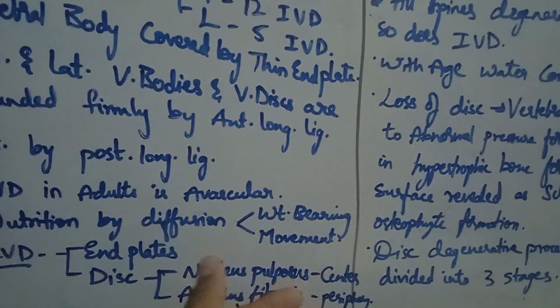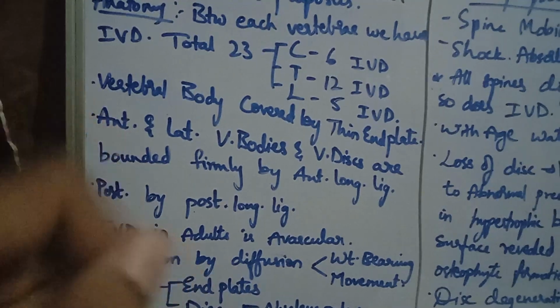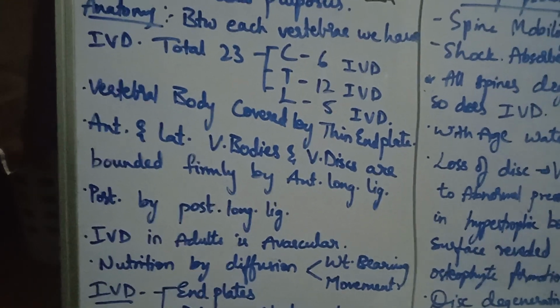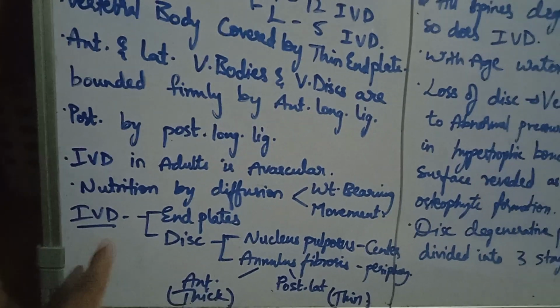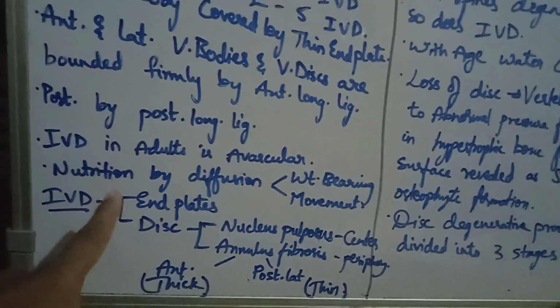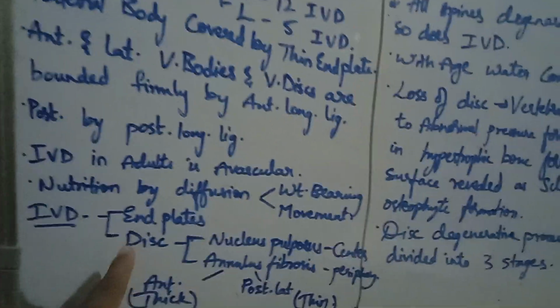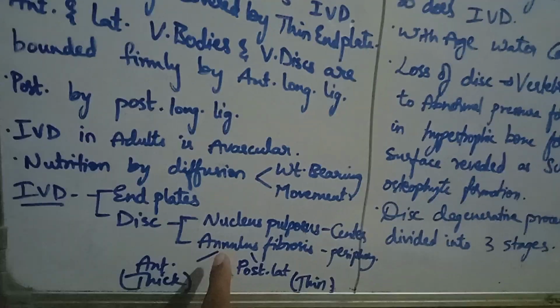Whenever we move our body, whenever we lift a weight from the ground, diffusion takes place within the IVD. Thus there will be spread of nutrients in the intervertebral discs. The intervertebral disc consists of two parts, the end plate and the disc. The end plate is thin, and the disc has the nucleus pulposus, which is centrally located, and the annulus fibrosus, which is peripherally located.